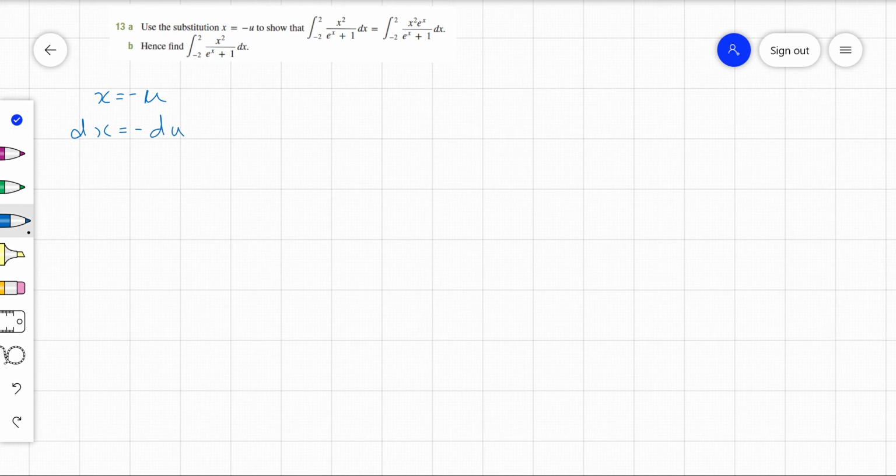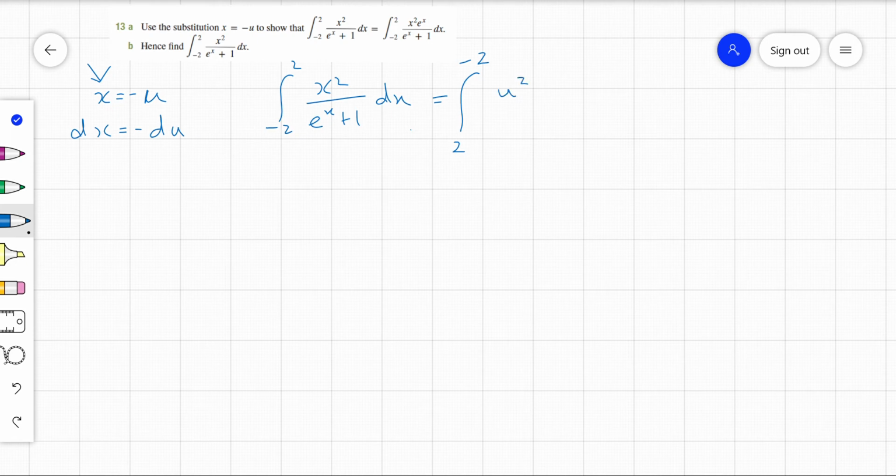So the limits, okay, let's just go straight to here. We've got minus 2 to 2, we've got x squared on e to the x plus 1 dx. If I change the limits to u's, when x equals minus 2, u will be 2. When x equals 2, u will be minus 2. If I square this, x squared becomes u squared.